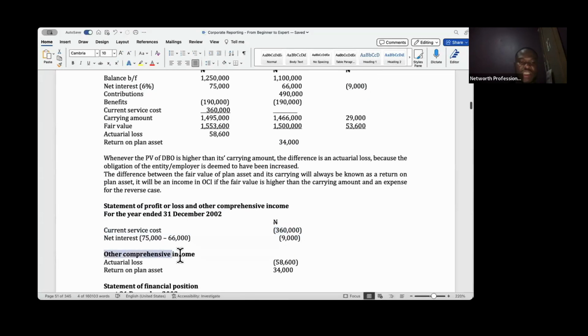In the other comprehensive income, you have those changes in value as a result of remeasurement. Actuarial loss first, which is 58,600. That's why I put it in brackets to show that it is a loss. And we have return on plan asset, which is this return on plan asset here. I put it as a positive figure to show that it is an income. And that's what goes into your statement of other comprehensive income.